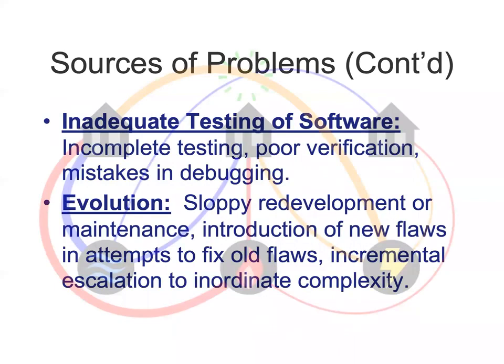Source of problems continues: inadequate testing of software, incomplete testing, poor verification, mistakes in debugging. So when you do your testing, you don't think like a user, right? You don't think like a tester. You don't think like a developer. And that's where you're going to be finding yourself doing poor verification, incomplete testing.